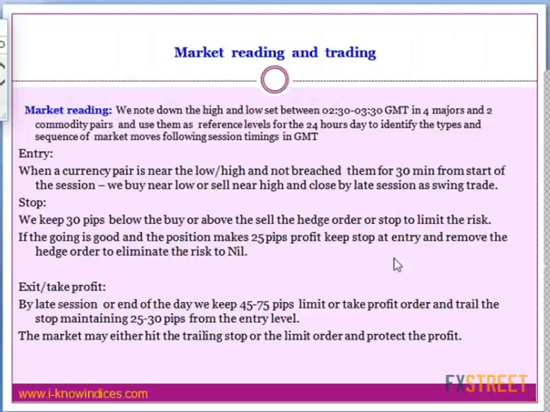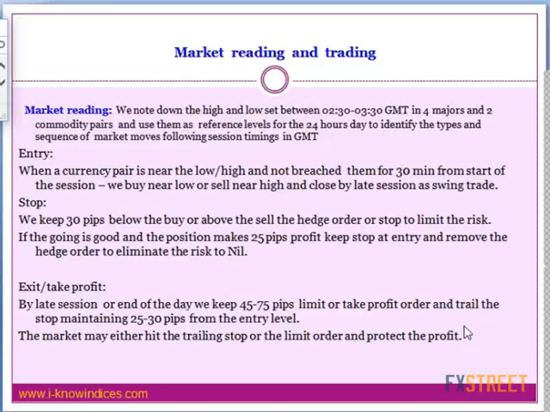And use the trading strategy as a hedging order, 30 pips away from the other position as a risk limiting factor. Once the position makes profit, keep stop at entry so that you will reduce the risk to nil. And then you try to trail the stop in a profit making position. So we use hedging order in a loss making position, and we use trailing stop in a profit making position so that we don't miss that opportunity of closing the position with profit.